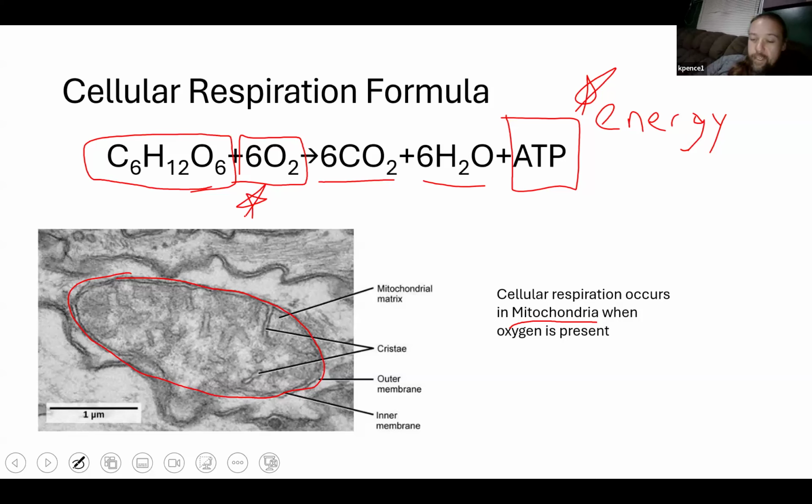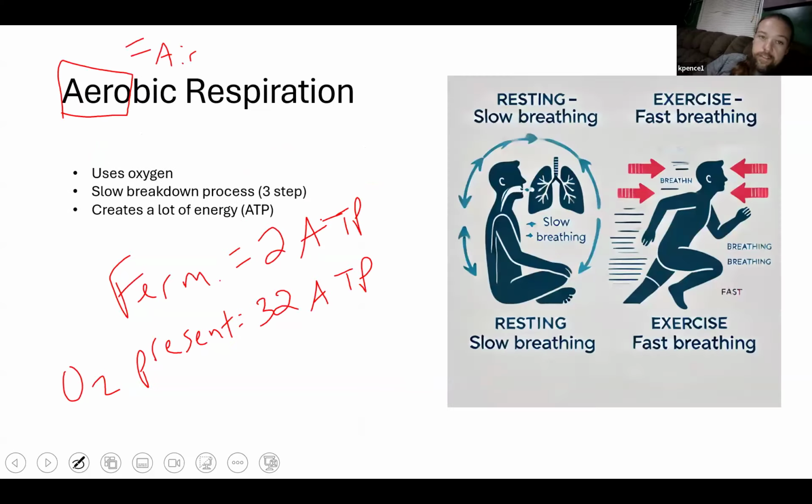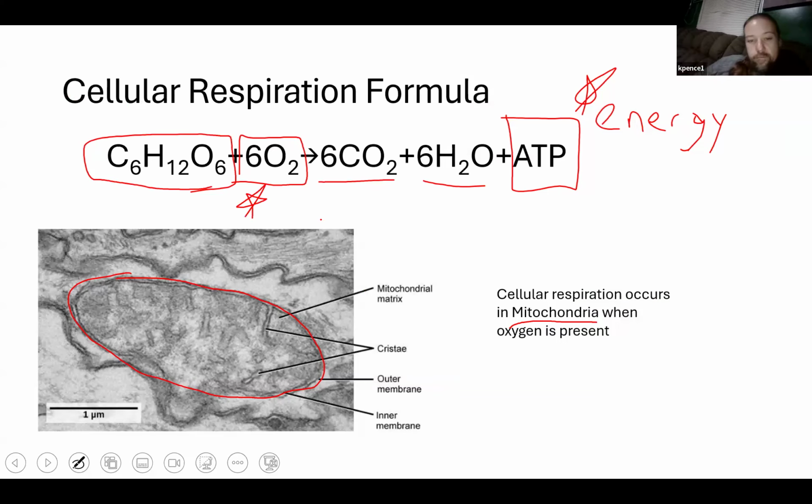When you go back to fermentation, this process for fermentation does not use the mitochondria. This is why we don't make a lot of energy, because we're not using the powerhouse to create that energy. That's only going to be used when oxygen is present.